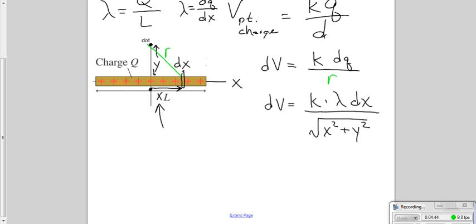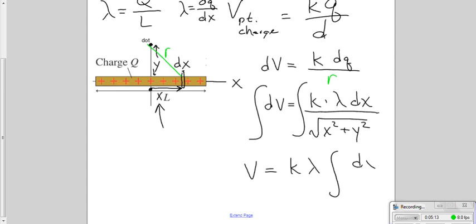So if we integrate both sides, we're going to get the sum of all the little contributions to the potential, which is going to be the actual potential. And then we're going to get the integral of, and I think what I'm going to do here is get rid of this first because I like to take all my non-variable stuff, all my parameters, and just pull those out into the front. So I could take my k and my lambda out there. And then all I'm left with on top is dx. And then on the bottom, of course, I have the square root of x squared plus y squared.